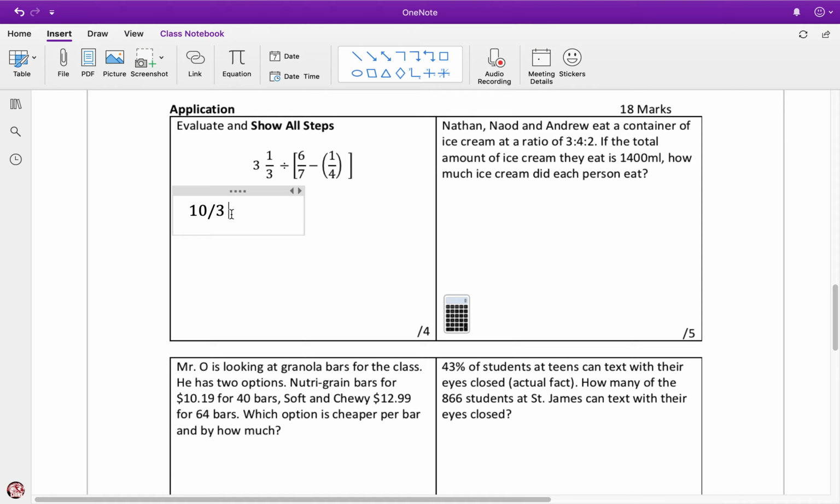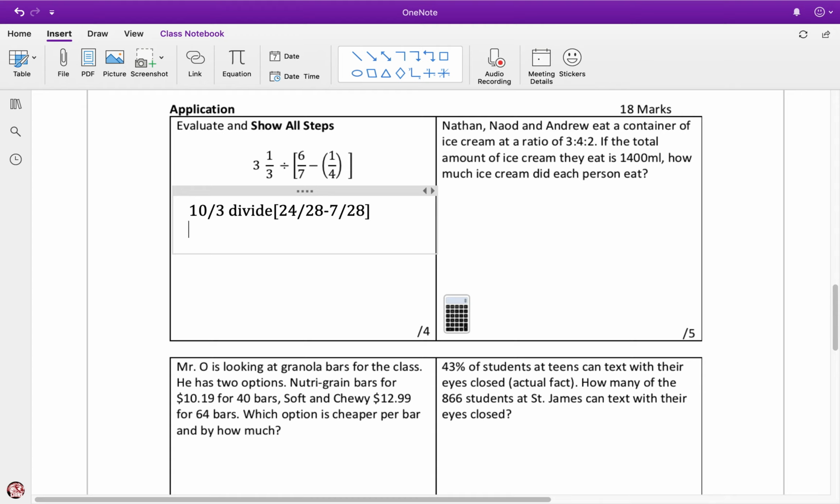divided by. I'm going to write divide. Put my brackets here. So I got to do my brackets first. So once again, I have an addition or subtraction, so we need a common denominator. My common denominator in this case can be 28. So I'm going to times 7 times 4 and 4 times 7. So 6 times 4 is 24 over 28. Then I'm going to minus off. I'm going to times this by 7. So it's going to be 7 over 28.